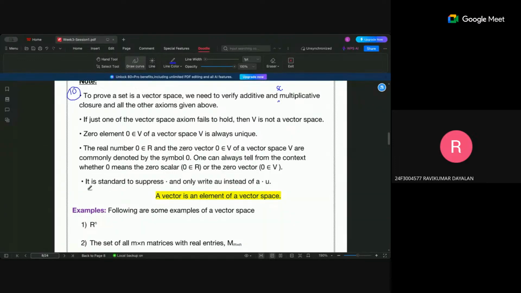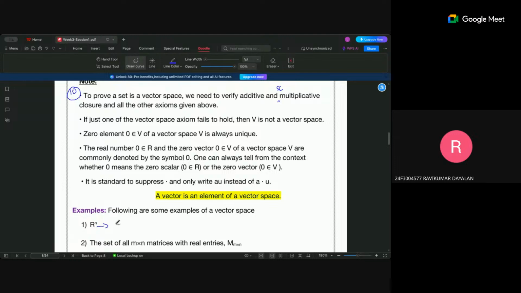Okay, it is standard to suppress this dot. For scalar multiplication we don't always write the dot, we just write au. And every element of a vector space is a vector. That's all. Okay, and the very first example, of course, is Rn.